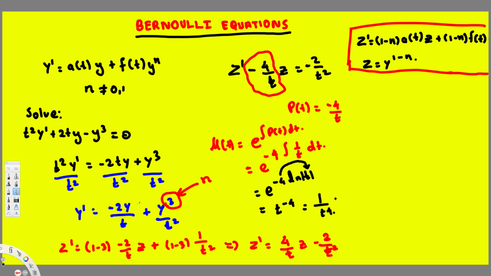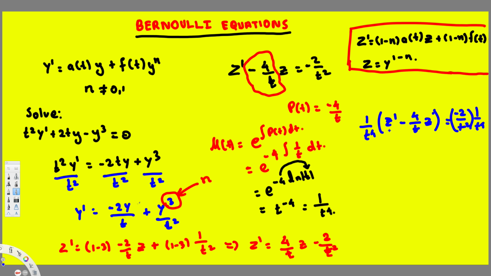After we find our integrating factor, we have to multiply both sides of this linear differential equation with this integrating factor. So that's going to give us, let's continue right here, 1 over t to the power 4 times z prime minus 4 over t z, and minus 2 over t squared times 1 over t to the power 4. Now this is what we have right now.